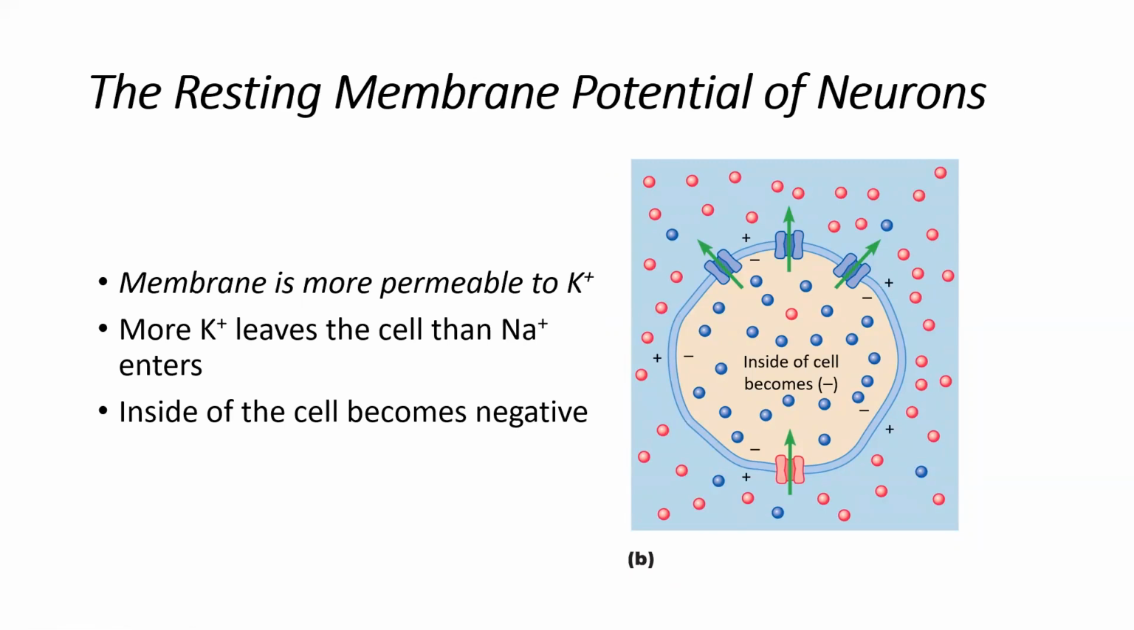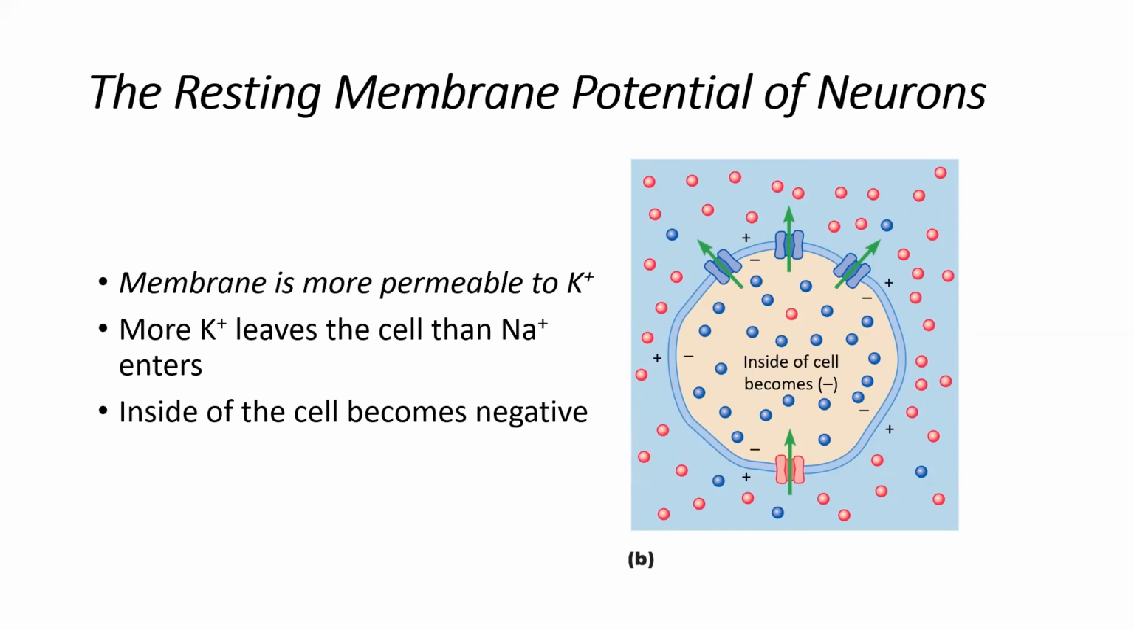If you recall, I mentioned that the membrane is more permeable to potassium, meaning that there are 25 times more potassium channels in the membrane than there are sodium channels. That creates an environment where potassium is going to leave the cell more vigorously than sodium is going to enter the cell, okay? So there's more potassium leaving because potassium has more channels. You can kind of think of this as more doors, right? More doorways or more passageways for potassium to leave.